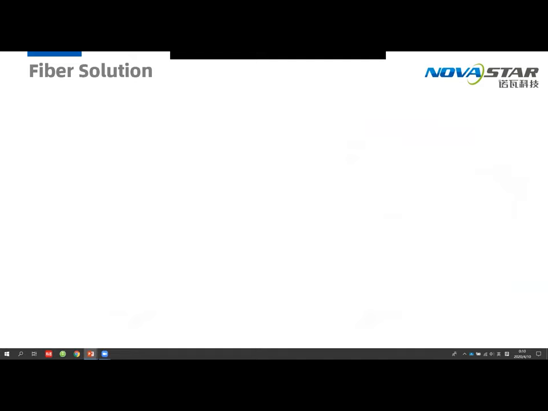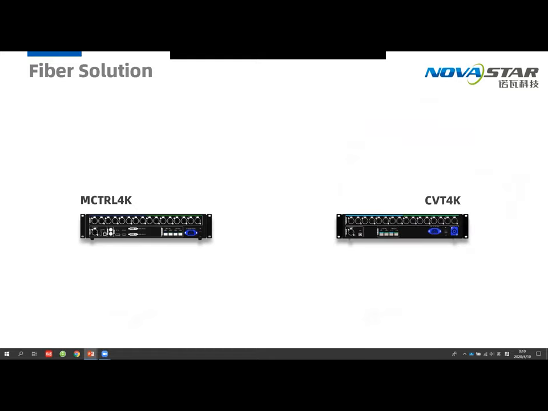We also have a solution with less fiber for bigger screens. It works with the M-Control 4K and the converter CVT 4K. As we know, the M-Control 4K has 16 Ethernet outputs and also 4 fiber outputs, 2 as primary, 2 as backup. The first fiber output can handle the first 8 Ethernet ports, from port number 1 to port number 8. And the second fiber output can handle the rest, from number 9 to number 16. So two fiber cables will control all 16 outputs.